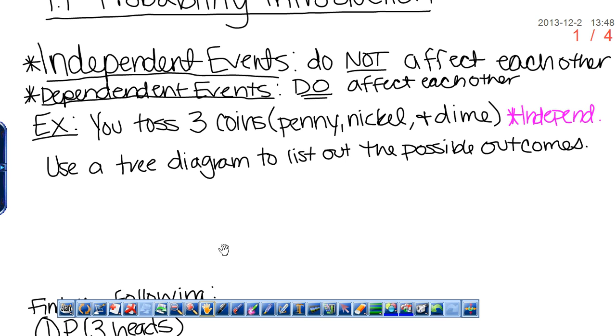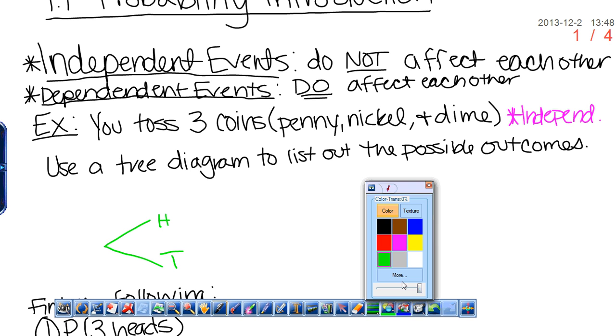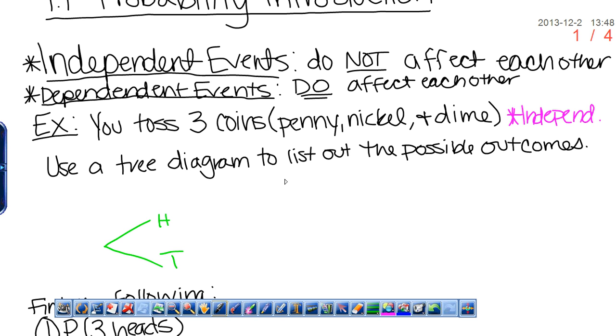So let's say we toss the penny first. What are the 2 possible outcomes when I toss the penny? Heads and tails. So that's the penny. Everyone okay with that? 2 outcomes, what's the probability of each? 50% or 1/2.